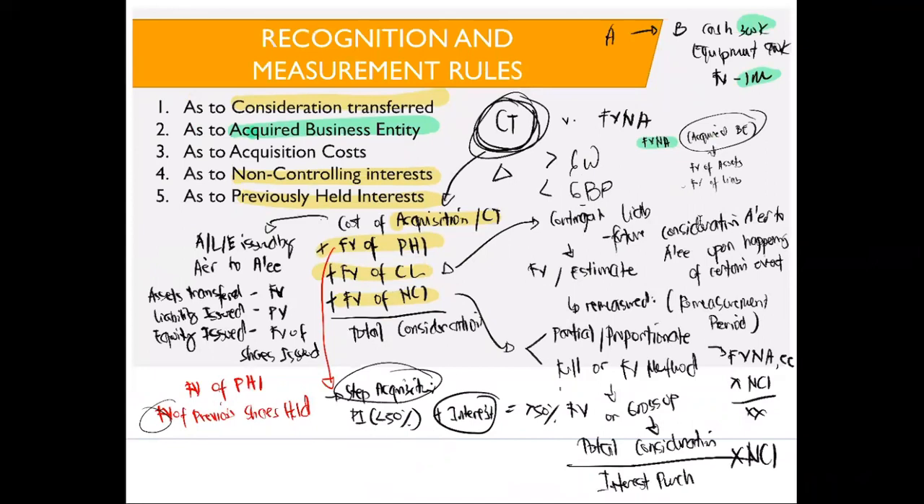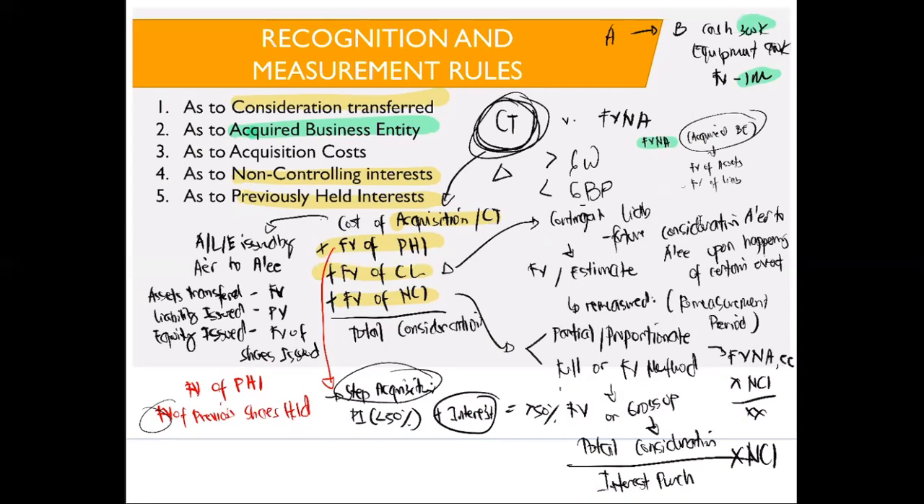Okay? So for non-controlling interest, how do we compute it? It's either partial or proportionate: fair value of net assets of the acquiree, we multiply it by your non-controlling interest. Or full or fair value method, we gross up by getting the total consideration, we divide it by your interest purchased multiplied by your non-controlling interest.